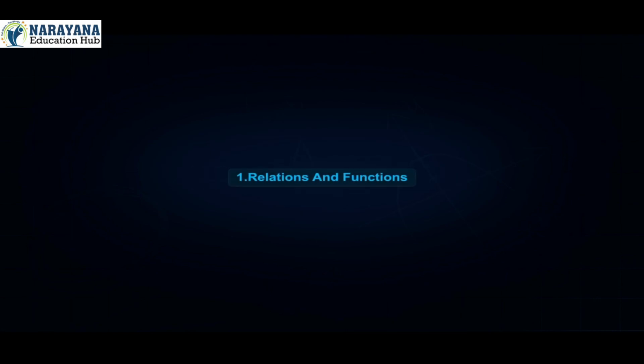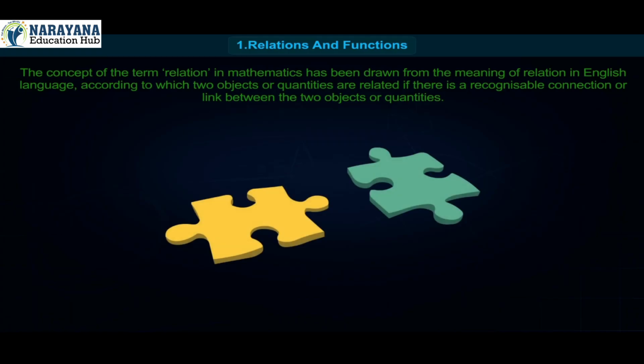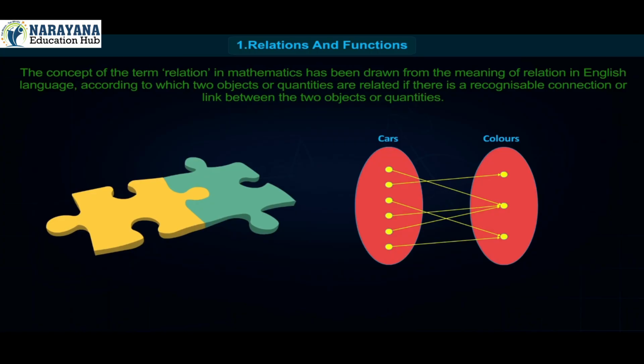Chapter 1: Relations and Functions. The concept of the term relation in mathematics has been drawn from the meaning of relation in the English language, according to which two objects or quantities are related if there is a recognizable connection or link between the two objects or quantities.